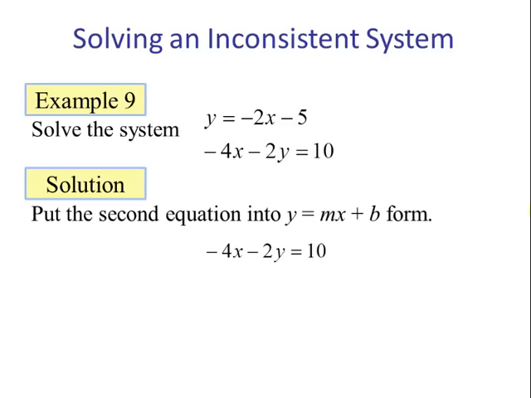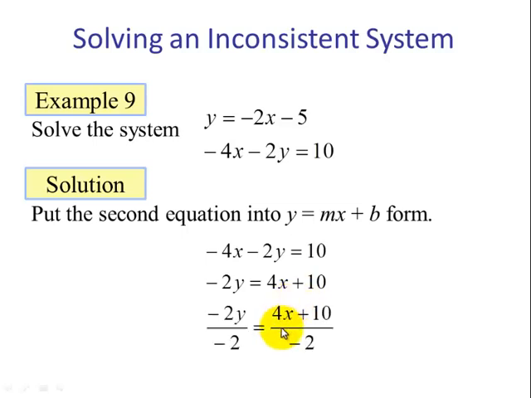The first thing I want to do is add 4x to both sides. Now I want to eliminate the -2, so since it's multiplying, I do the opposite and divide. You have to remember that the -2 is dividing the whole expression, so both terms on the right hand side will be divided by -2. So we have y equals -2x minus 5. And if we look closely, the second equation is exactly the same thing as the first equation.